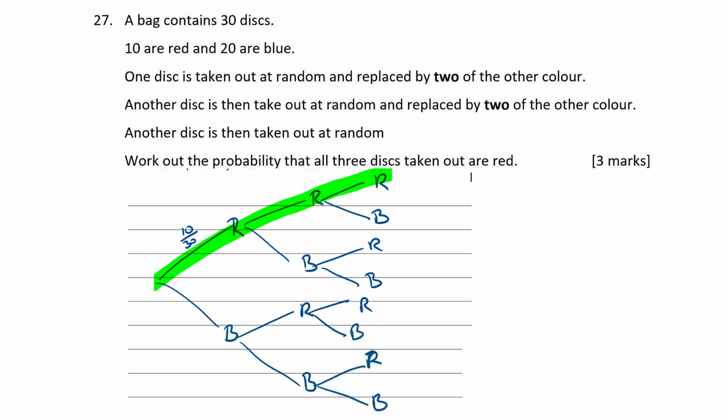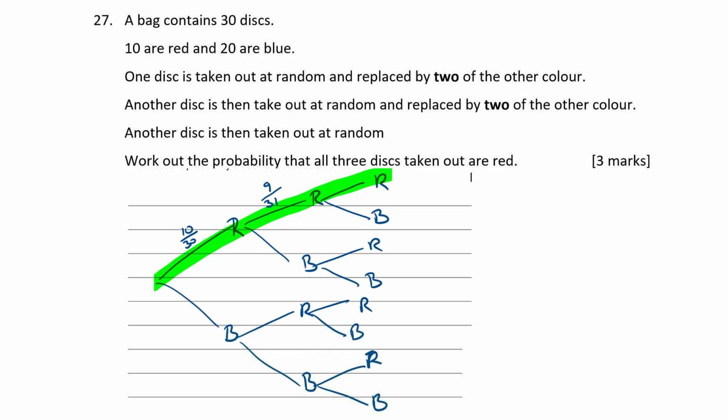Okay, now in the second selection, that means that if we went this way, we've now got 9 red discs and 20 blue discs, but we're going to put in 2 of the other colors now. So at this point here, I'm going to have 9 red and 22 blue. So that would be 31 discs altogether, of which 9 are red. So the chance of picking another red one is going to now be 9 out of 31. Okay.